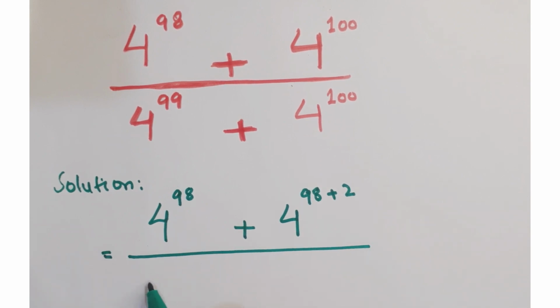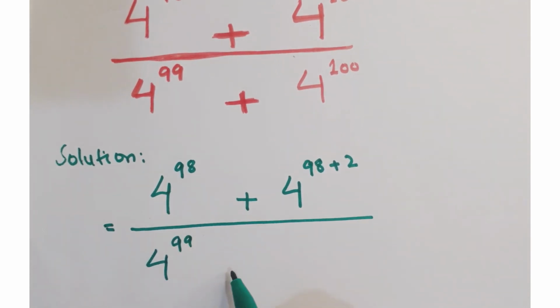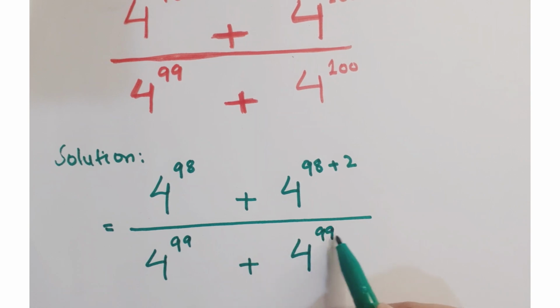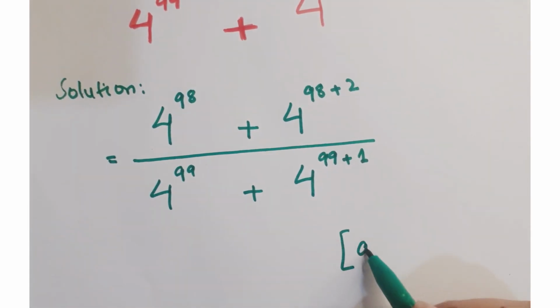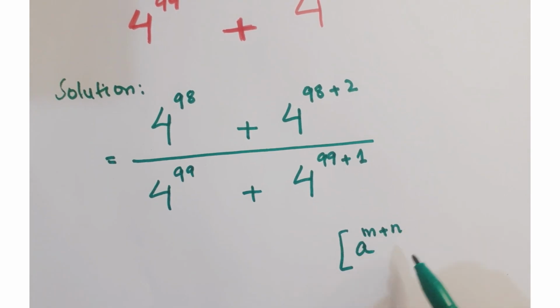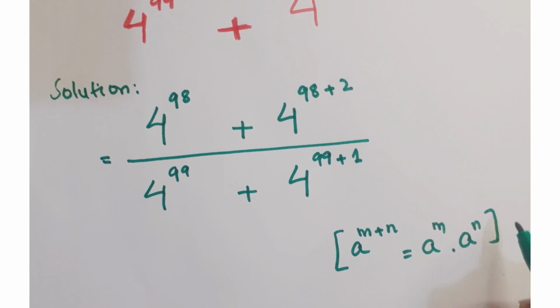Similarly, in the denominator, we have 4 to the power 99. So, split this 4 to the power 100 into 99 plus 1. Further, as you know that a to the power m plus n can be written as a to the power m into a to the power n.